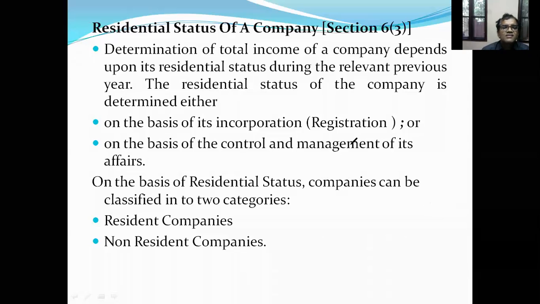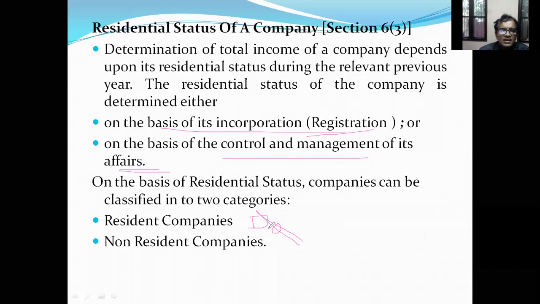But in case of companies, based on its incorporation, that is where a company is registered, or on the basis of control and management of its affairs, that is from where the company is being controlled, on the basis of these two bases, a company is divided into two categories: resident company and non-resident company. Otherwise, domestic company and foreign company. In other words, domestic means resident, and non-domestic or non-resident means foreign company.